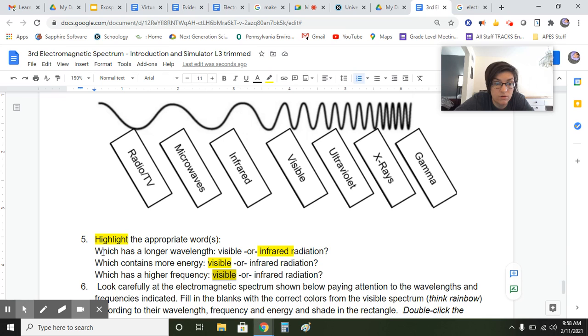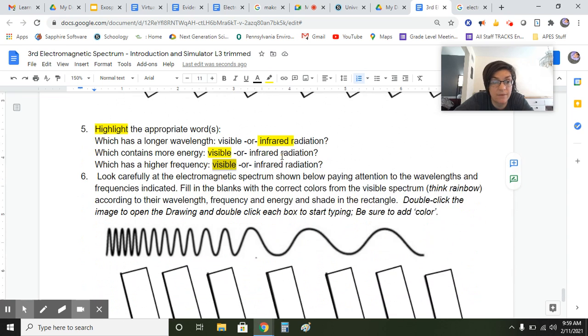All right, so just to recap, infrared has a longer wavelength. It's closer to this end than visible, where these are long waves. Visible has a higher energy because it's more jumping around like that, squiggle, squiggle, squiggle. And then the frequency, remember, is pretty much the same as the energy, so it's going to have a higher frequency because of that energy. All right.